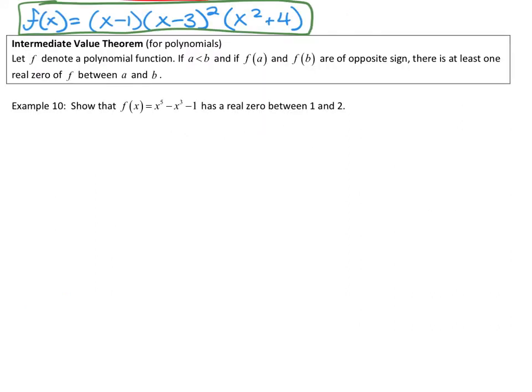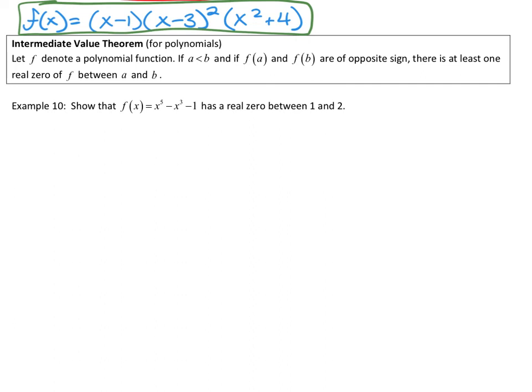We talked about the intermediate value theorem last class, so let's apply that to polynomials here. Let f denote a polynomial function. If a is less than b, and if f of a and f of b are of opposite signs, so when we evaluate at a and we evaluate at b for the polynomial, one is negative and one is positive, then there is at least one real zero between a and b. This makes sense the way the intermediate value theorem makes sense for us.